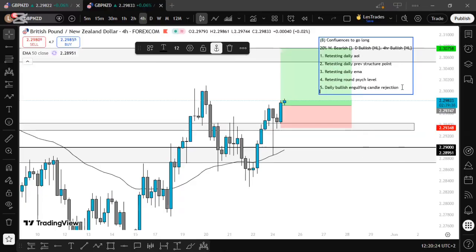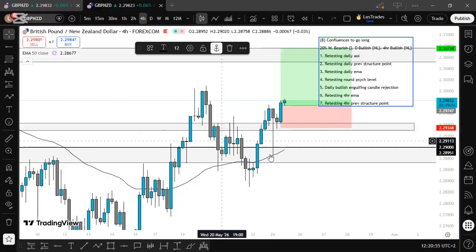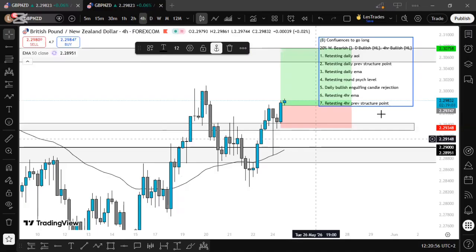Number 6, right? We are retesting the 4 hour EMA. Number 7, we are retesting the 4 hour previous structure point. This is a fact, bro. Not only are we retesting this previous structure point, but also the inner structure one. You understand me? Which I'm not gonna edit here. It's gonna be too many confluences, but I just know what it is.